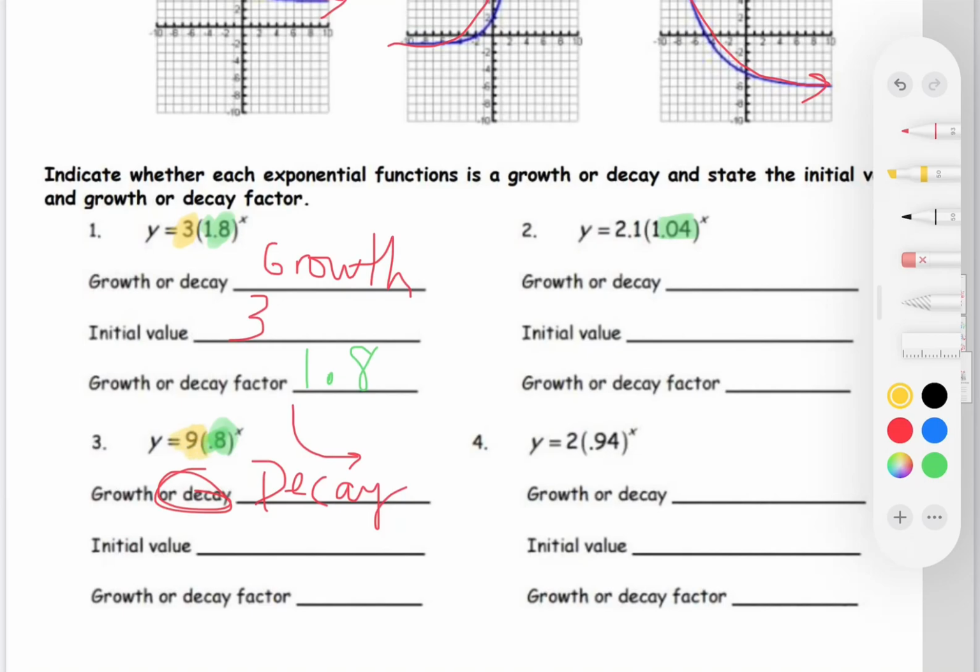Again, my initial value is the number in front. That number in front is the number 9. The number at which this is decaying by is 0.8. Very easy. Okay, so go ahead and finish up numbers 2 and 4. Once you complete this, you can go to your exit ticket and try those few questions. Tomorrow, we're going to practice graphing exponentials and labeling key attributes. Nice, easy week.